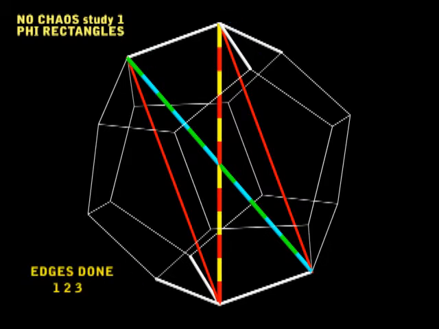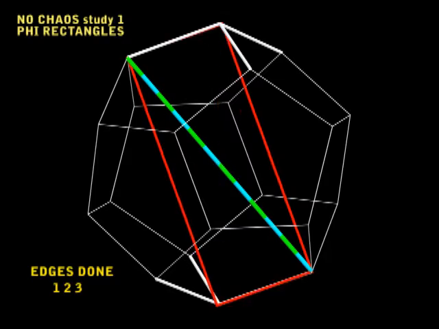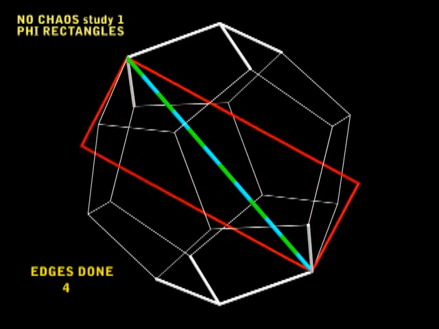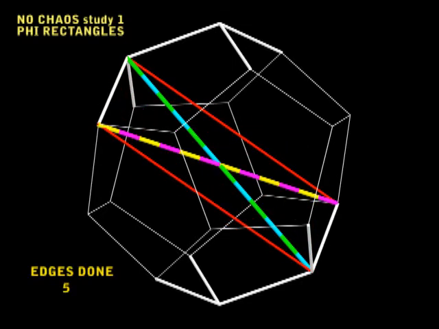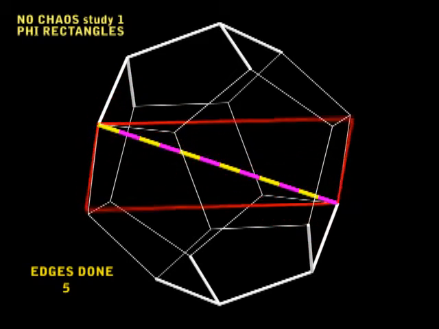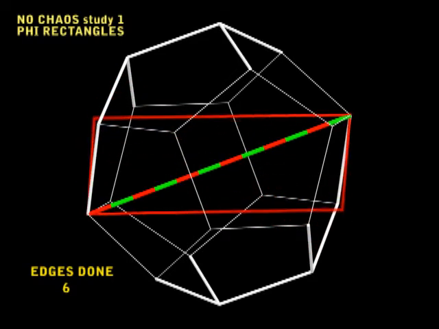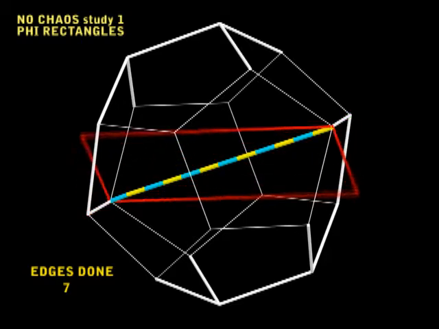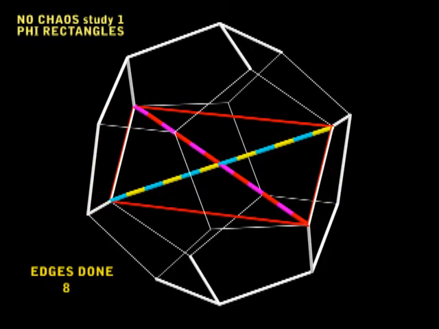Now we've done 1, 2 and 3 edges. So we'll rotate again 120 degrees for another edge, which will be 4. We'll keep rotating it 120 degrees, and I've spent a lot of time getting this sequence right, but I've got it going all the way to number 15.